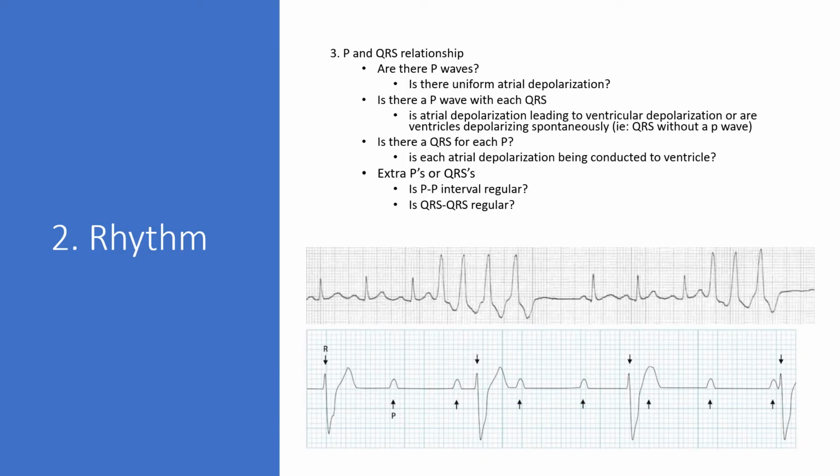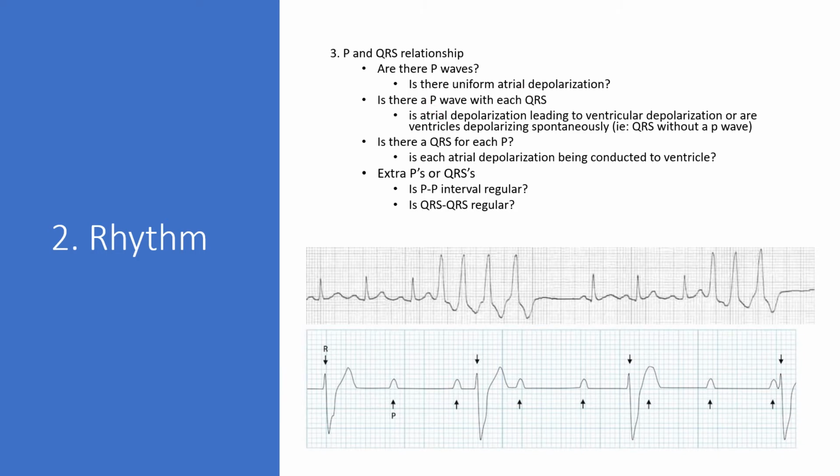But the first question we ask is, are there P waves? We're assessing, is there uniform atrial depolarization? If P waves are absent, as we'll learn in just a little bit, it might mean that the atria are not uniformly depolarizing, like occurs in atrial fibrillation, or it could mean that the P waves are masked by something like a tachycardia, where the QRSs are taking up all the real estate on the ECG. Next, we're going to ask, is there a P wave with each QRS? Meaning, for every ventricular depolarization, is it being caused by an atrial depolarization?